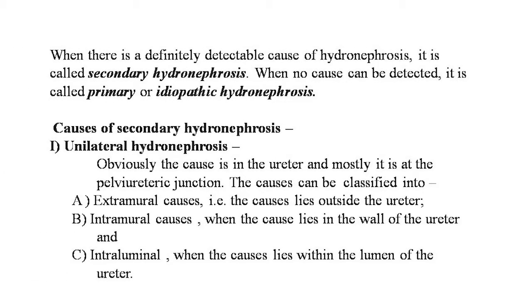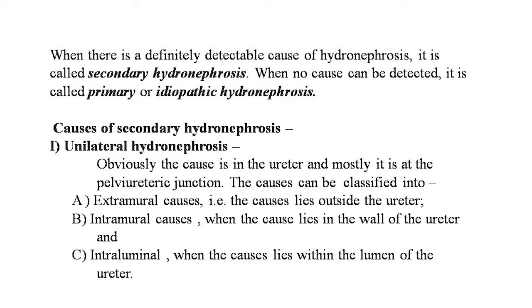Now, when there is a definitely detectable cause of the hydronephrosis, it is called secondary hydronephrosis. When no cause can be detected, it is called primary or idiopathic hydronephrosis. Causes of the secondary hydronephrosis are: first, for the unilateral hydronephrosis, obviously the cause is in the ureter and mostly it is at the pelvic junction.